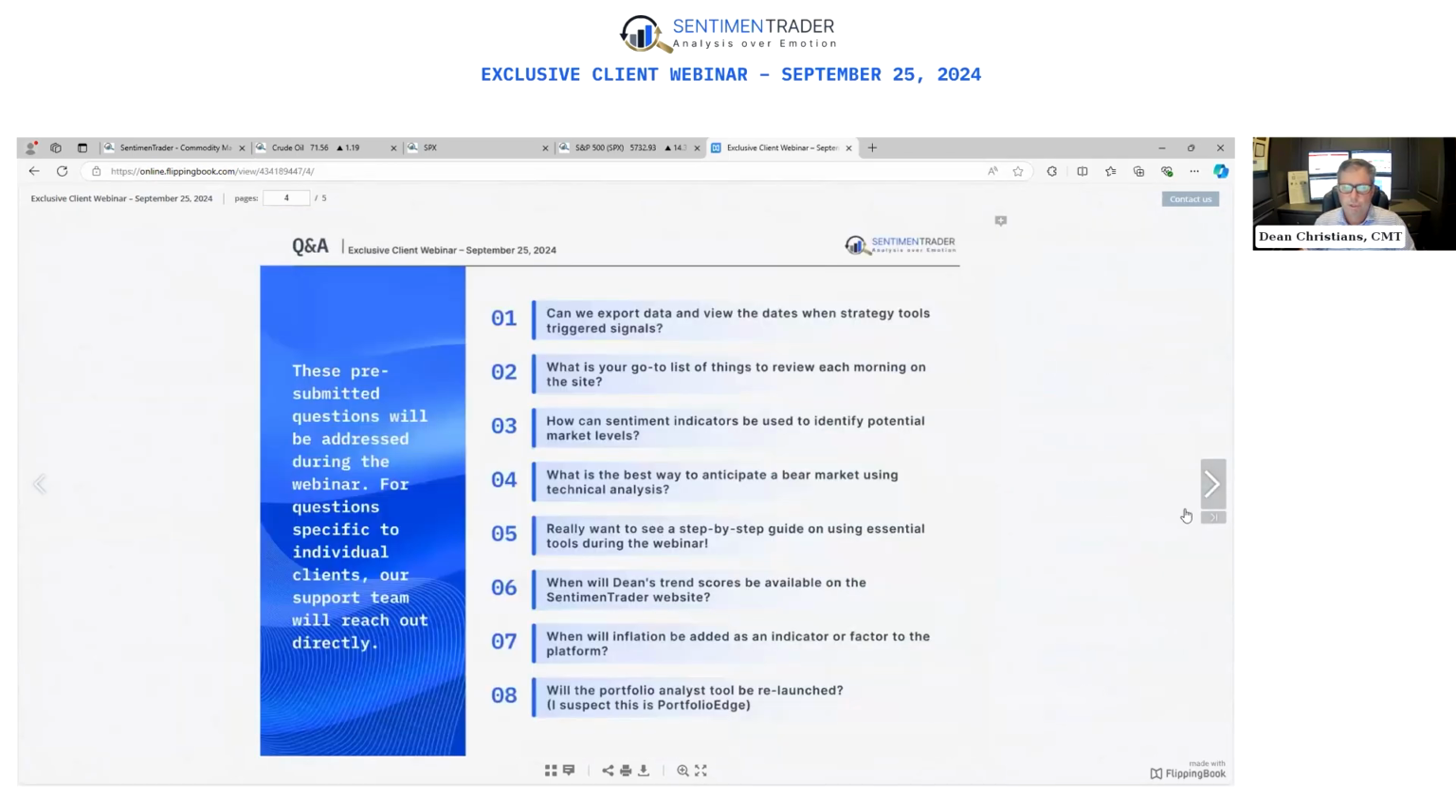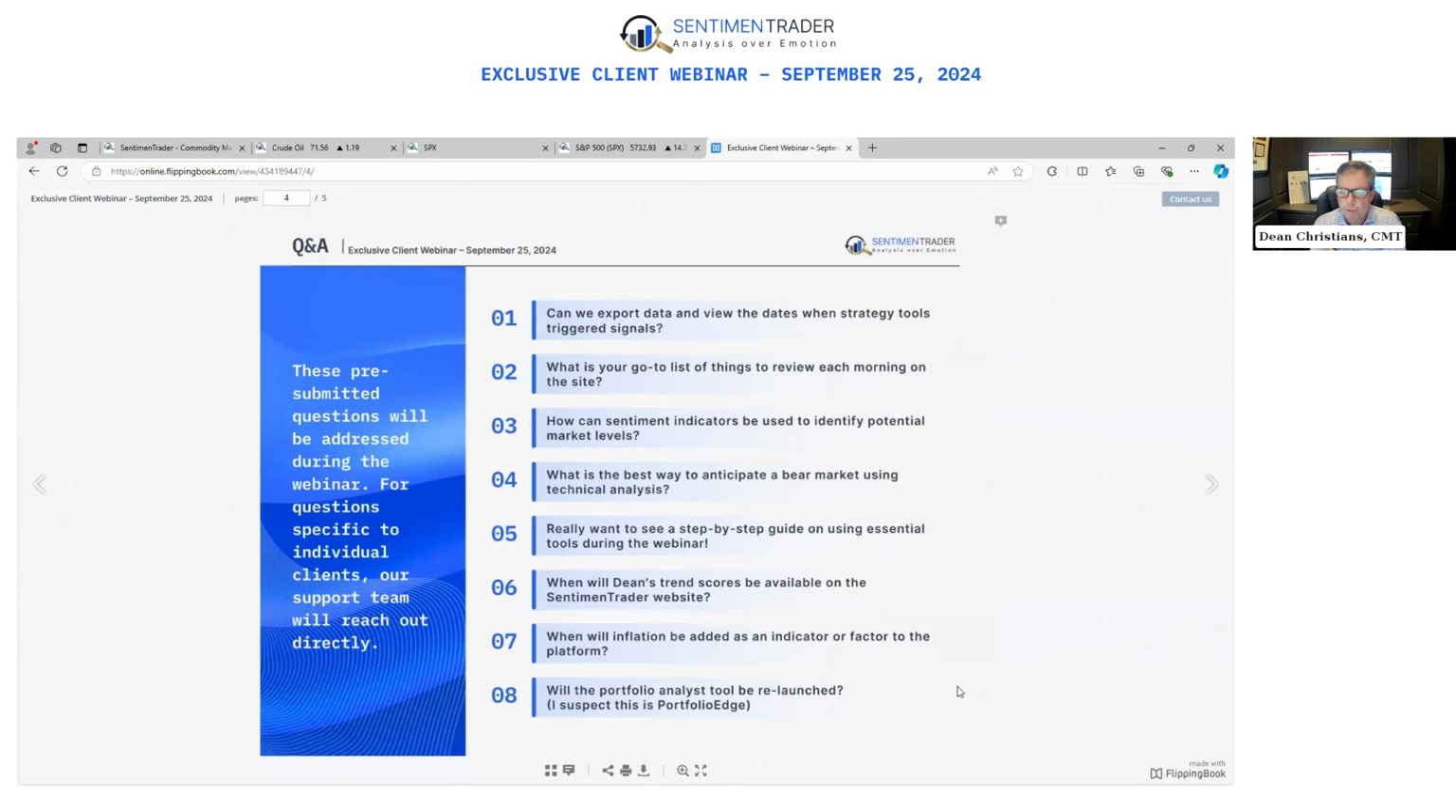So let's flip through here. Can we export data and views the strategy tools triggered? No, but I will say that's an easy implementation. We already do that with the BackTest engine, where you can export all that data. The go-to list, I just showed you some of those things. Potential market levels, we touched on that in terms of looking at what the outcome is for a signal and how that can give you a general sense of where the market should be headed.